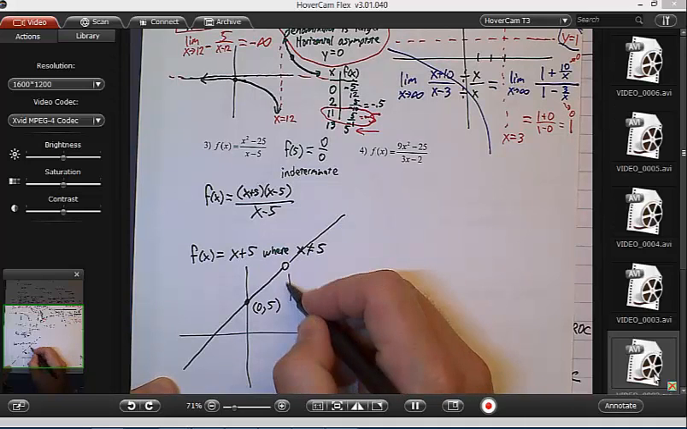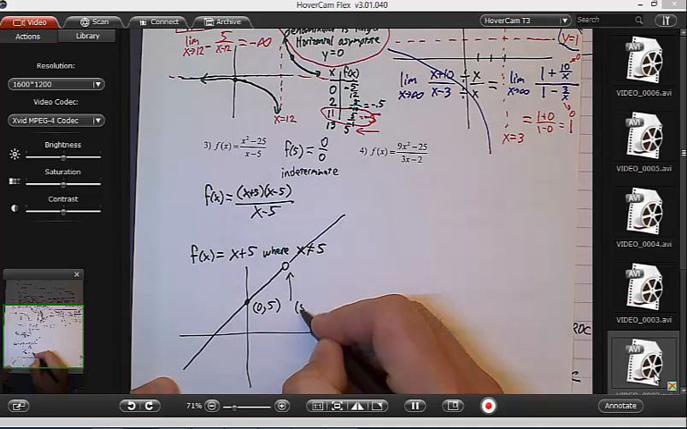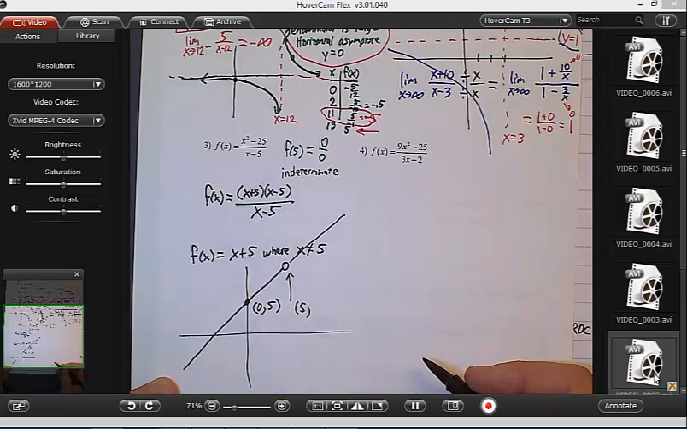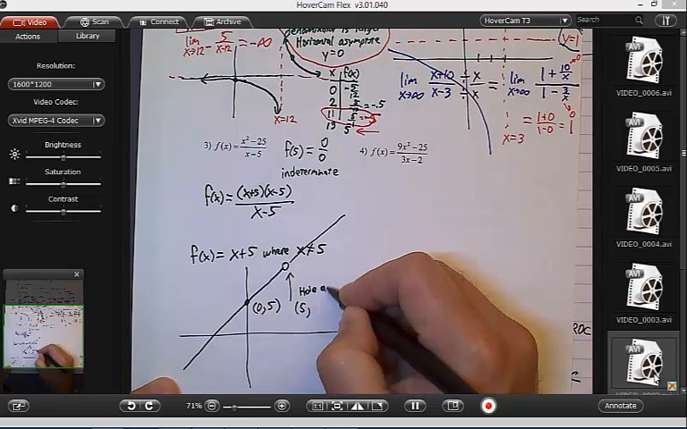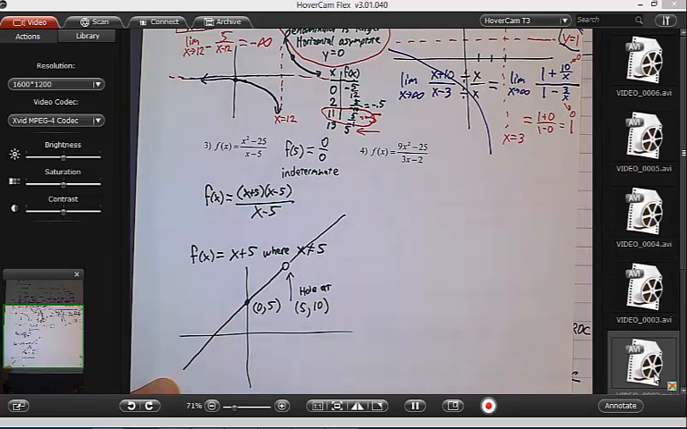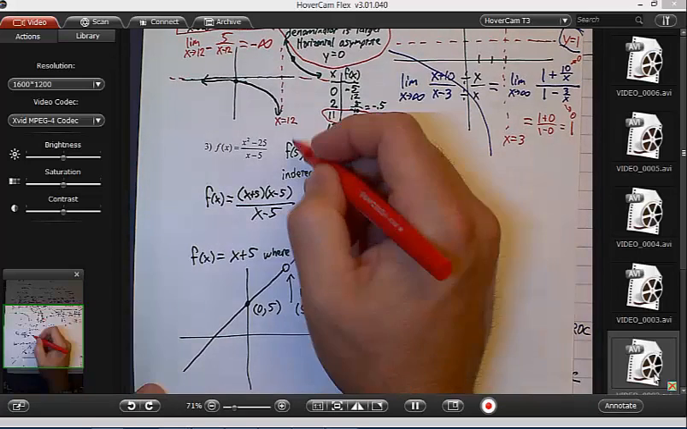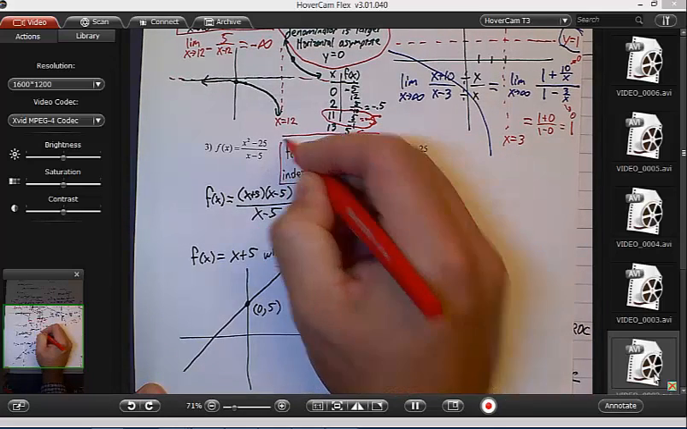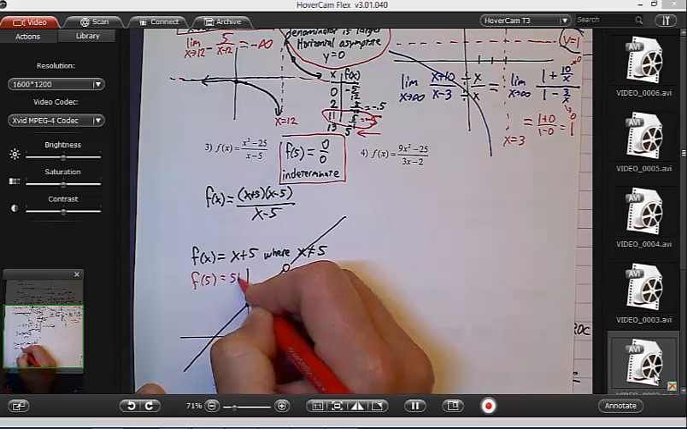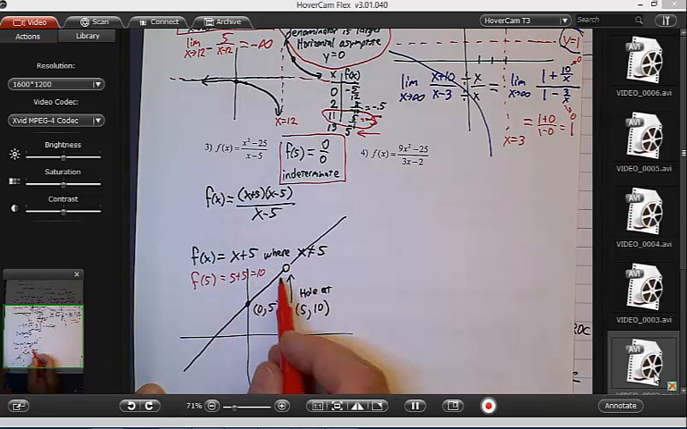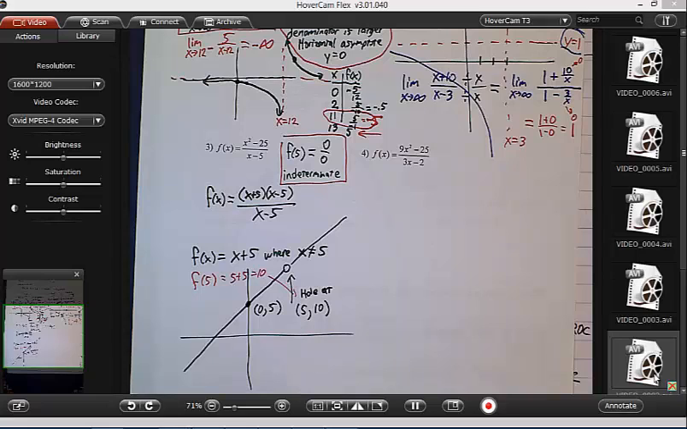Now, what point is that? It's 5, comma... Where is that hole? I guess it's (5, 10). How do you know? Yeah, you could plug in. It's interesting. If you plug in f of 5 here, you get an indeterminate form. But after you cancel, if you plug in f of 5, you get 5 plus 5 is 10. And that tells you where the hole is, in a sense.